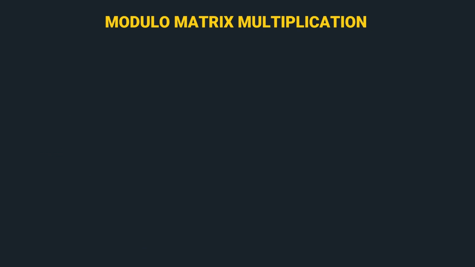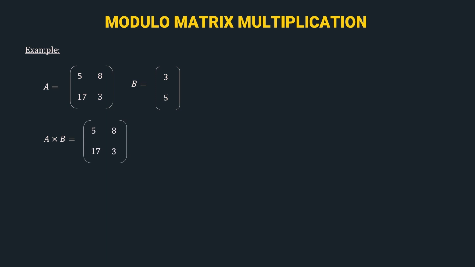The next topic is modulo matrix multiplication. Let's again take an example. Let's consider matrix A, which is a 2x2 matrix as shown, and a matrix B, which is a 2x1 matrix as shown. Since A is a 2x2 matrix and B is a 2x1 matrix, they are compatible for matrix multiplication. So let's perform matrix multiplication. So A cross B is matrix A into matrix B.